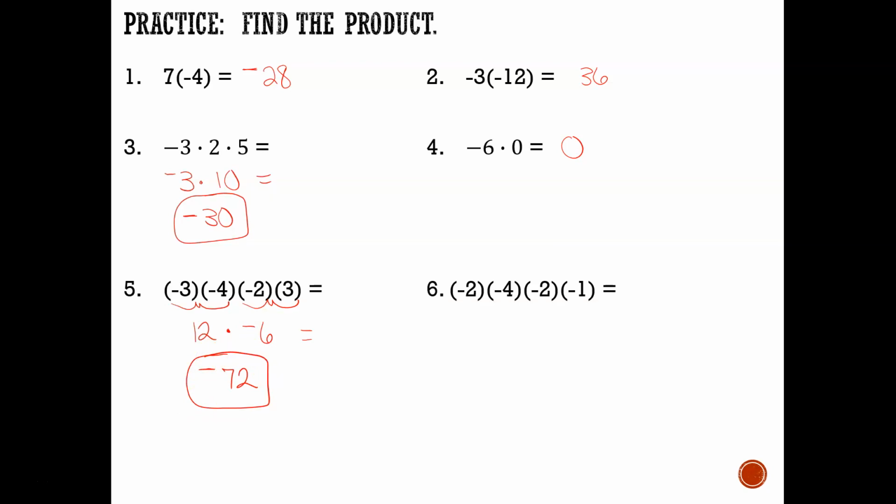Okay, one more over here. I'm going to kind of do it like I did number 5. I'm going to do these 2 first. 2 times 4 is 8. And same signs, positive 8. These 2 also have same signs, so that's positive. And 2 times 1 is 2. And then, of course, 2 positives will multiply to be positive.